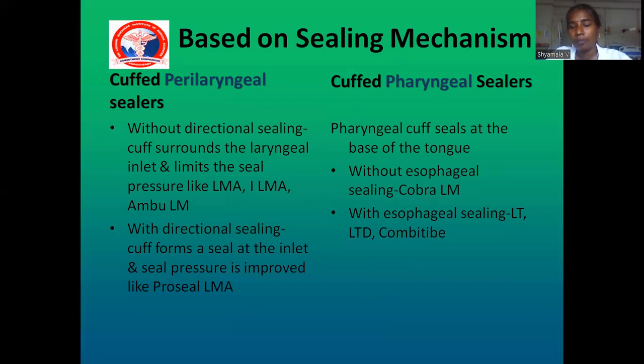Whereas in cuffed pharyngeal sealers, the pharyngeal cuff seals at the base of the tongue. Without esophageal sealing is the Cobra LMA. With esophageal sealing you can see LT, LTD and Combitubes. In pharyngeal cuff sealers, usually it is placed at the base of the tongue, and some go into the esophagus and some go just above, sealing with the esophagus and sealing without the esophagus. That means if you are putting the tube, it will go into the esophagus, and there also we will put one cuff.